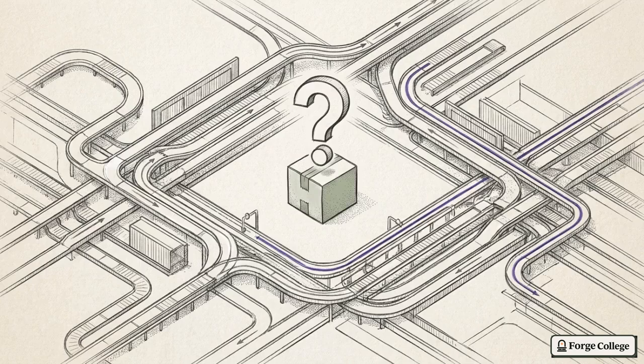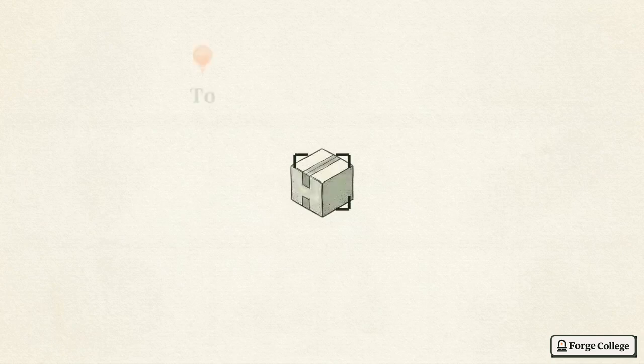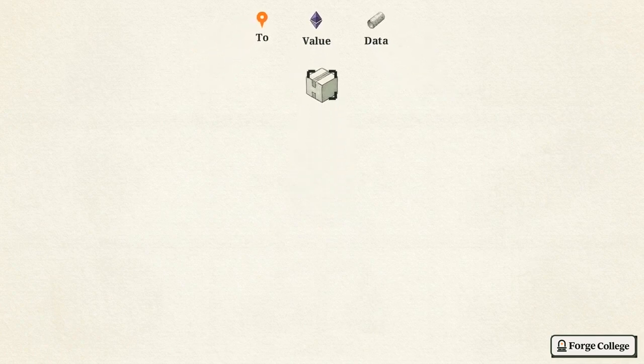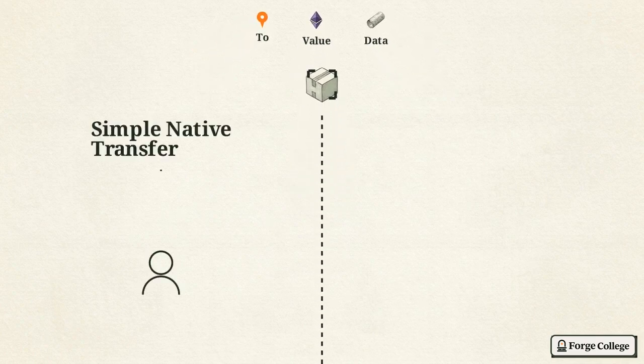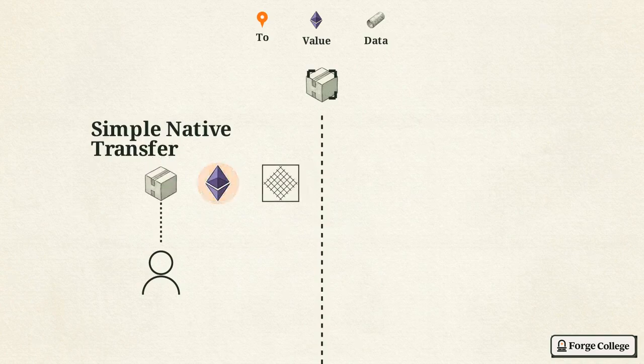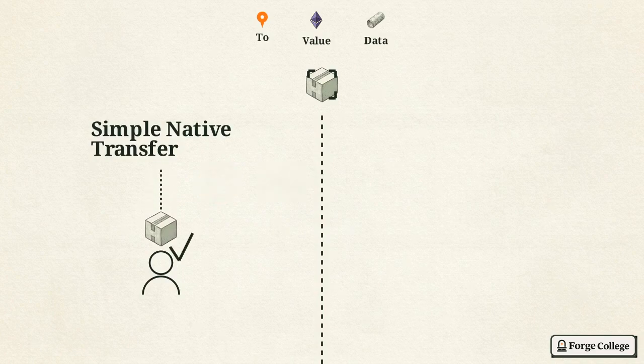Now that we've verified the sender, we need to know where the package is going and what is inside. For this, we look at 3 fields: to, value, and data. On the left, we have a simple native transfer. The to field points to a regular person's address. The value contains some Ethereum, and the data compartment is completely empty. This is like mailing a check. The network just updates account balances.